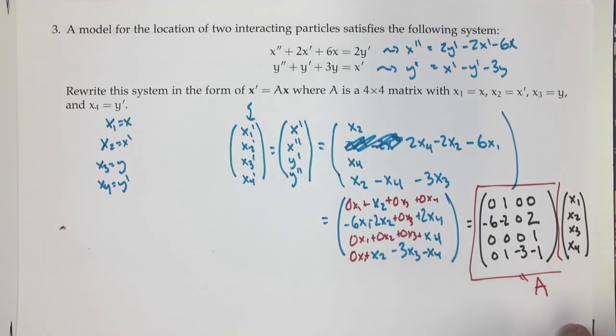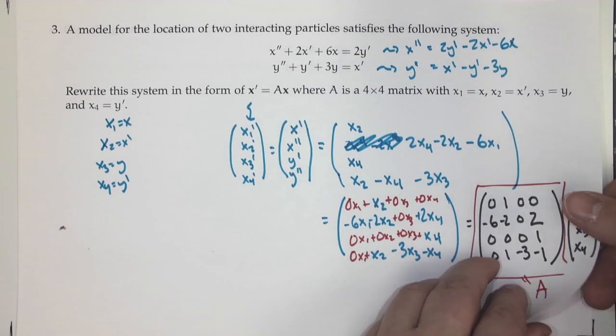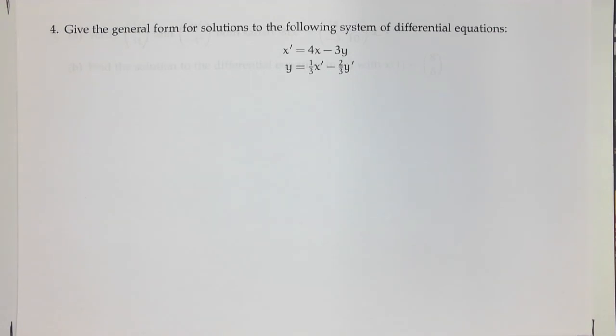Any questions? All right. Well, moving on. Number four. Give the general form for solutions to the following system of differential equations. We have x prime equals 4x minus 3y, and y equals a third x prime minus 2 thirds y prime. So we have to solve for both x and y. Well, this should be fun.